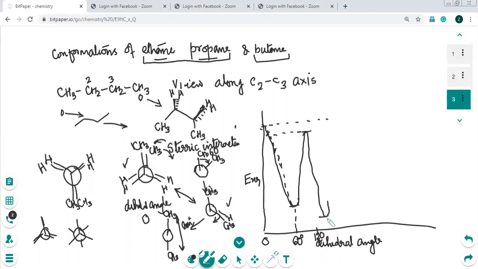here. So this is 180. It is lower than this value. Now again, from here, it is still getting rotated to this side, and you get the next eclipsed conformation.